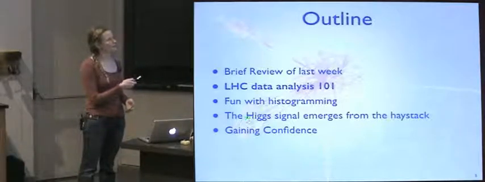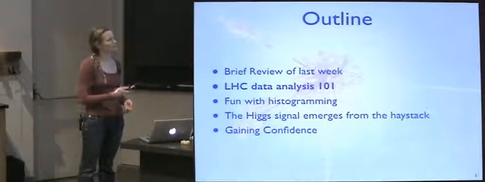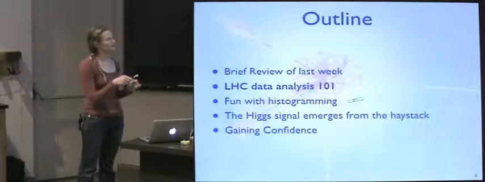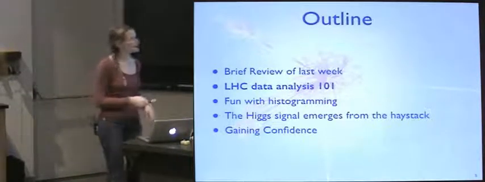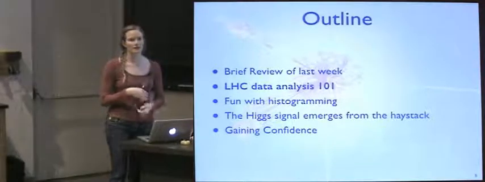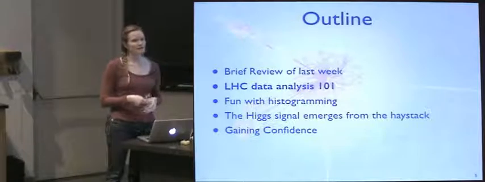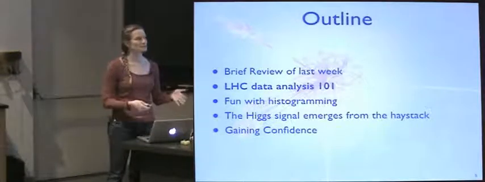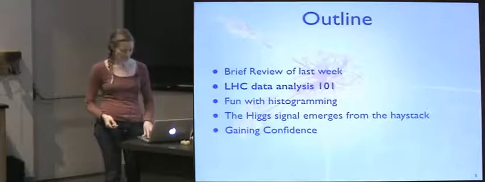And then we'll talk about how we see this Higgs signal emerging from the haystack, which is basically where we see the Higgs signal in histograms. And then we'll talk about how we know that we really do have Higgs bosons. There are very strict quantitative rules to determine what a discovery is, and we'll talk about that.